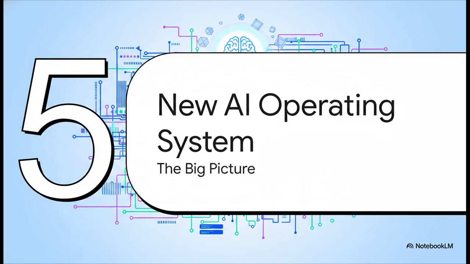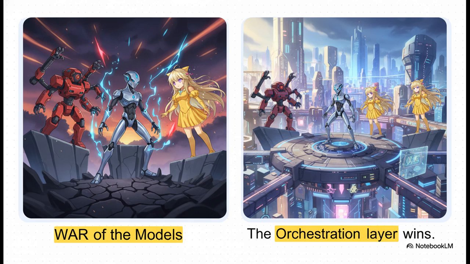Finally, Section 5. The new AI operating system. So what does this whole paradigm shift actually mean for the future of productivity? Well, for years now, the old narrative has just been a war of the models. Everyone's been constantly asking, which single model is best? Is it GPT-4? Is it Gemini? Is it Claude? That framing is rapidly becoming outdated.